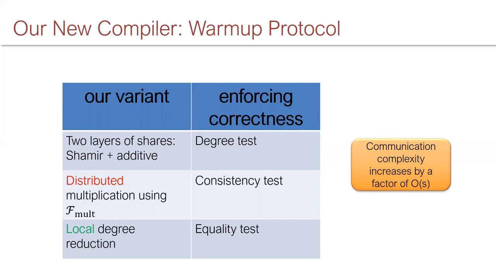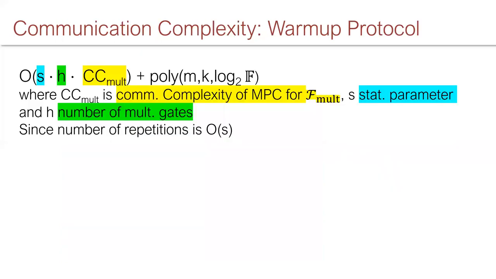And in fact, this complexity is inflated with the statistical parameter S, just as in prior work. Specifically, the complexity is S times the passive overhead. And the reason is because we need to replicate every gate at least S times to get small statistical error, similarly to the analysis of cut and choose.